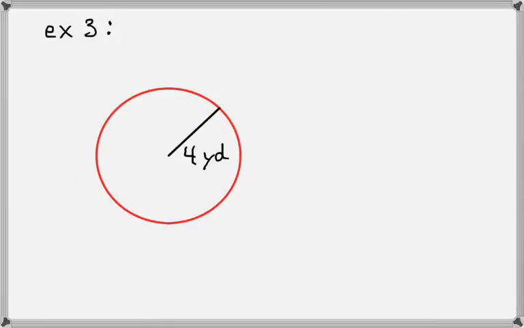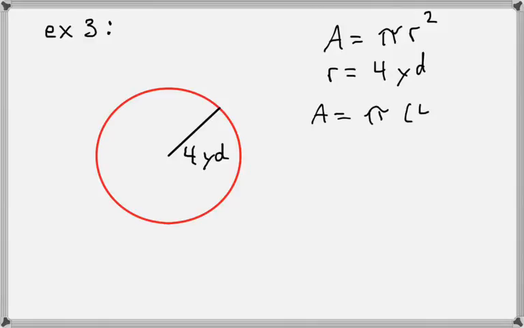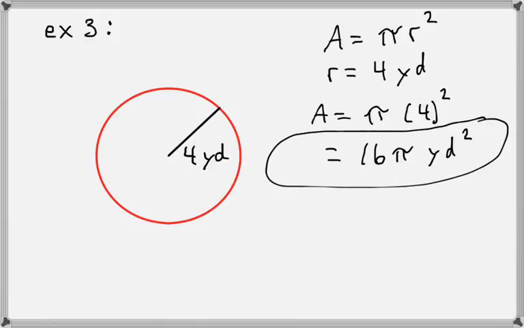Let's look at a third example. In this example, we have a circle with a radius of 4 yards. Again, our area formula is pi times the radius squared. Our radius in this case is 4 yards, so we can go ahead and plug into the formula. The area is equal to pi times the radius 4 squared. 4 squared means 4 times 4, which is 16. So we get 16 pi, and our unit of measure was yards. So we need yards squared, and we have our final answer. The area of this circle is 16 pi yards squared.